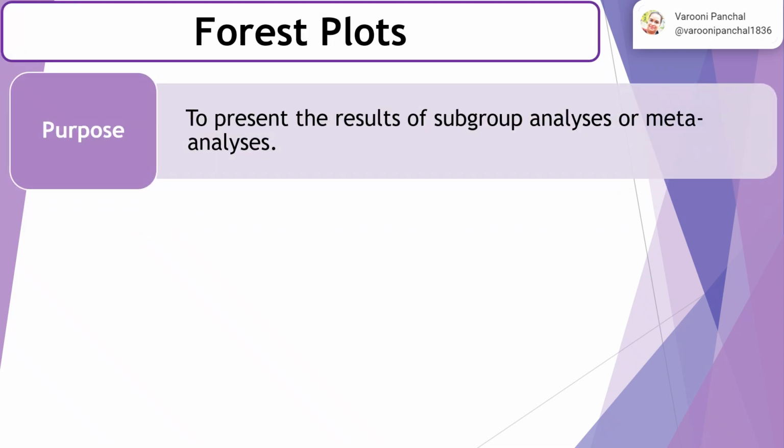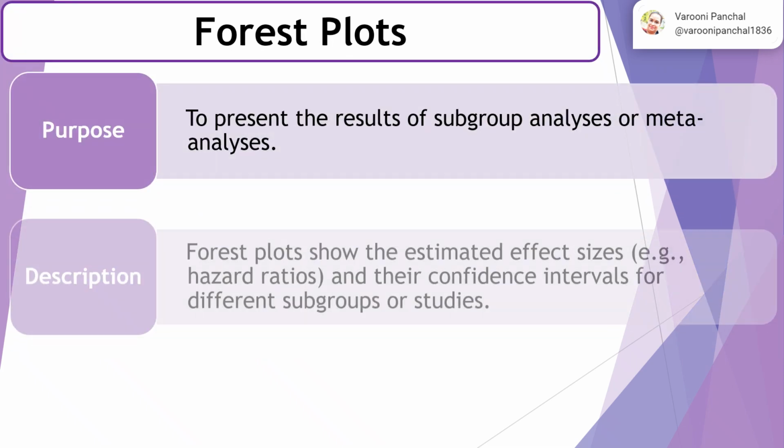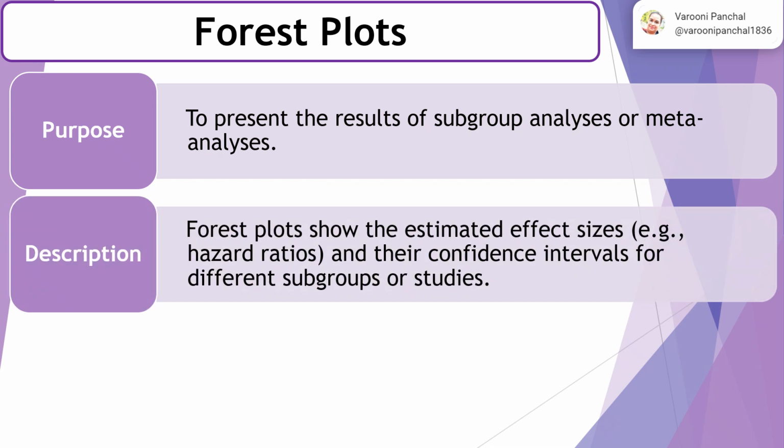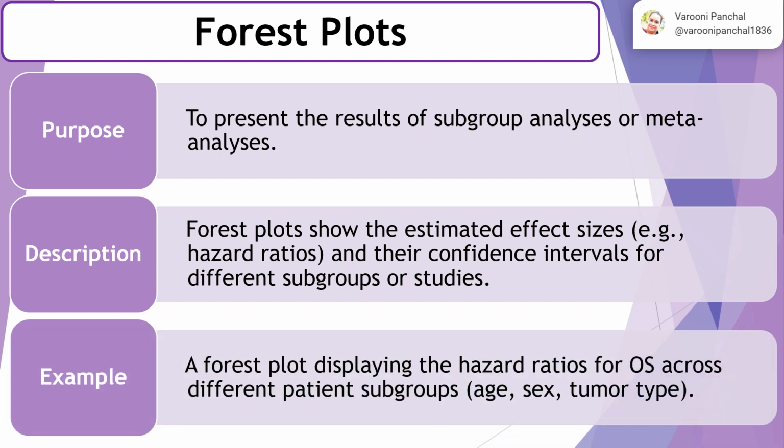Forest plots. Purpose: to present the results of subgroup analysis or meta-analysis. Description: forest plots show the estimated effect sizes, for example, hazard ratios and their confidence intervals for different subgroups or studies. Example: a forest plot displaying the hazard ratios for OS, that is overall survival, across different patient subgroups, which is age, gender, and tumor type.